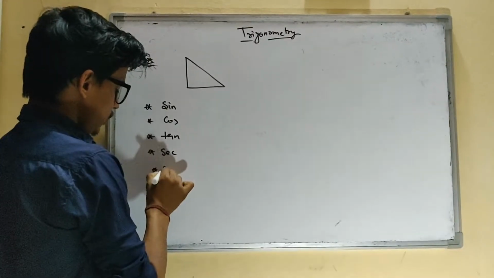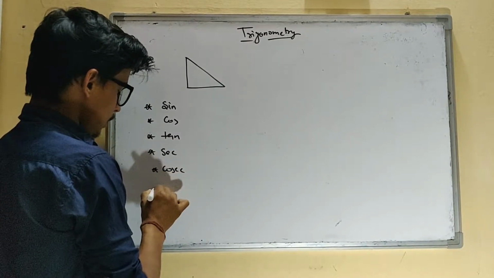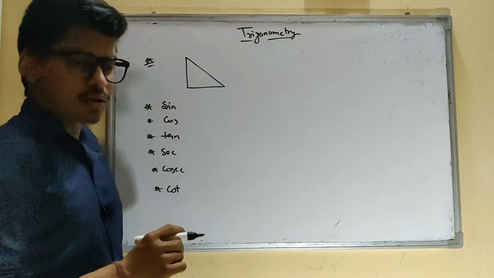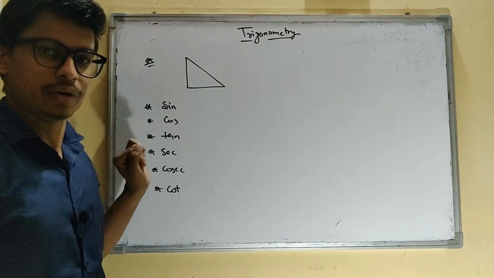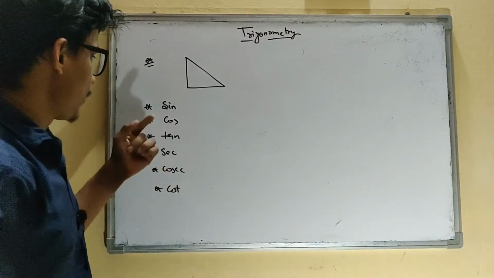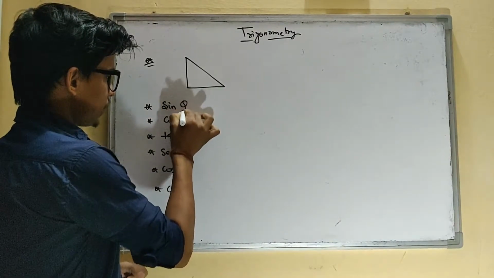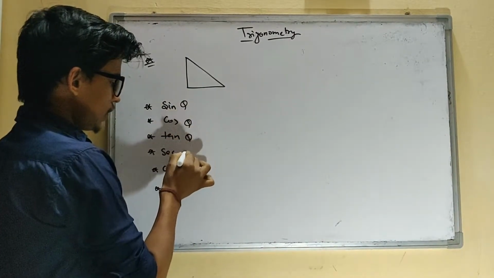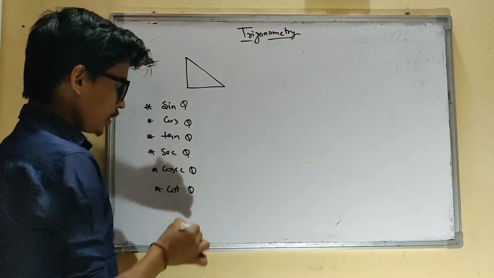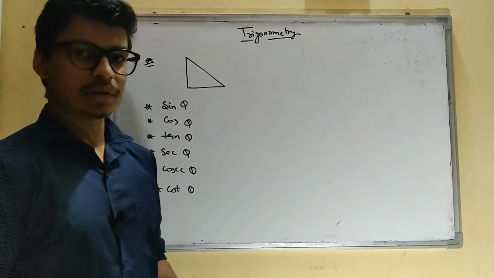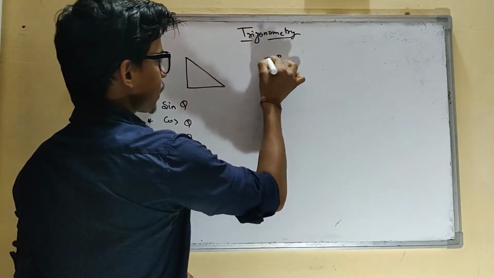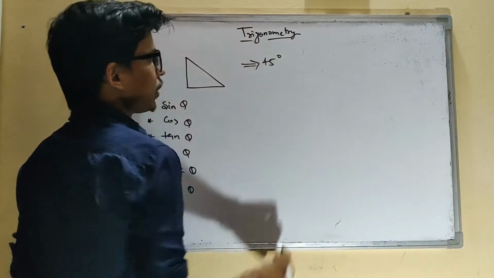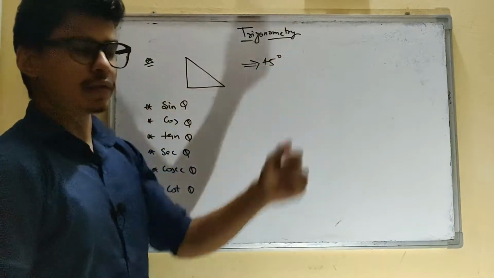sec, cosec, and cot. But the interesting thing is they are nothing without their angle. Okay, so angle is a must. Now what is angle? Let's say we represent it by theta, and you know that theta, the angle, is represented in degrees, right? For example, a 45 degree angle.